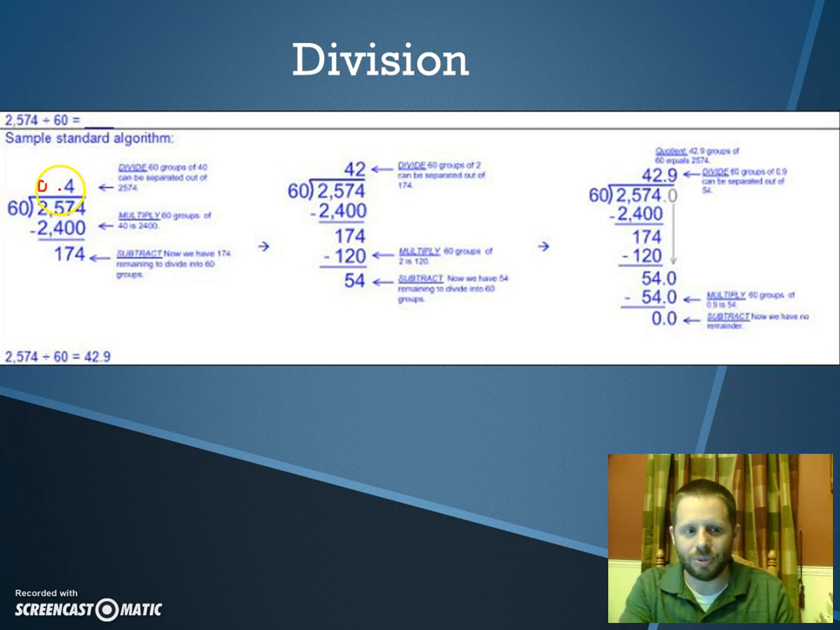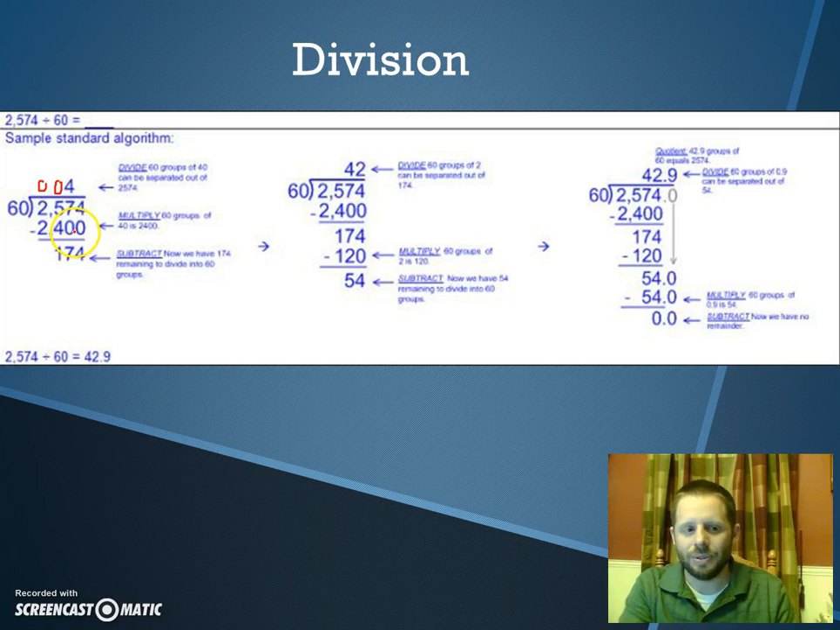60 can't divide into 25 either, so we can put a 0 there to remind us that, nope, can't do that. All right, but 60 can go into 257 4 times. And so 60 goes into 257 4 times. Well, 4 times 60 is 240.